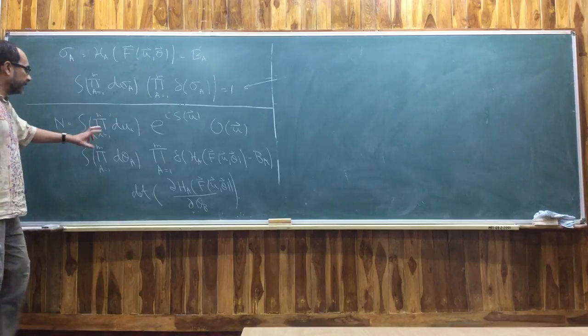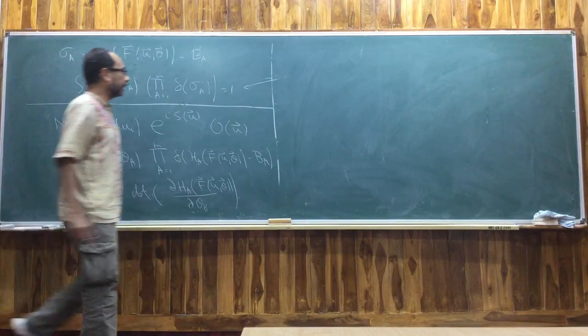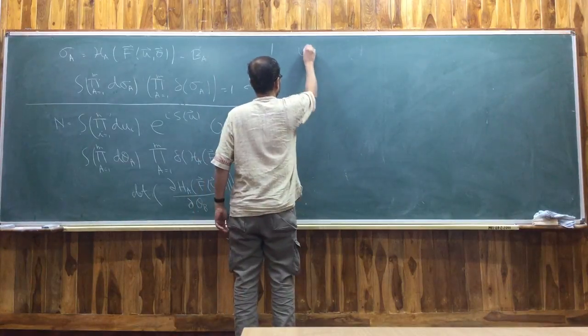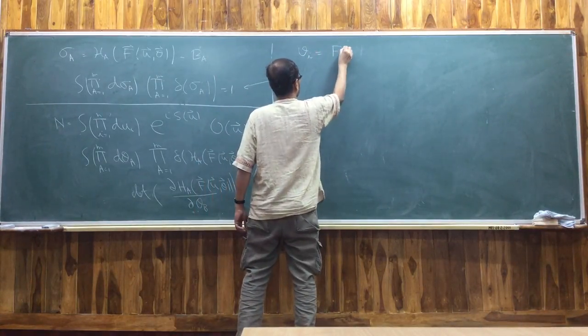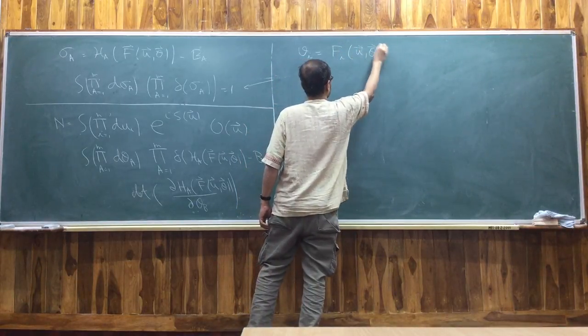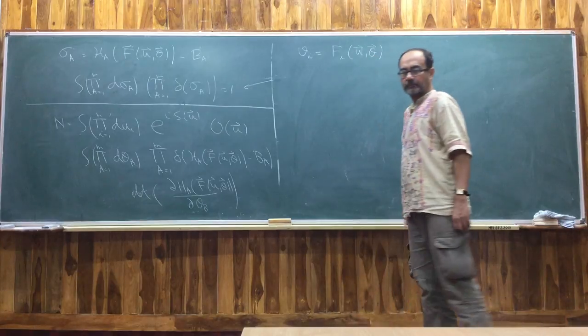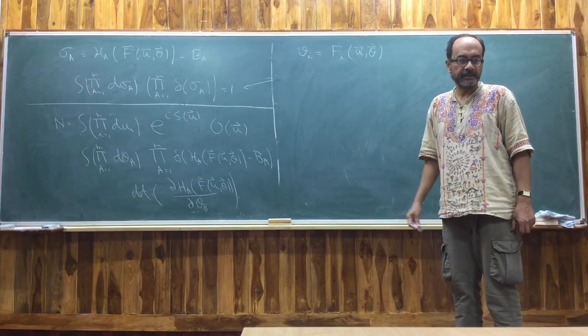So now we are going to change variables, to simplify things a little bit. So I now change variable from u to v. I define v_i equal to f_i of u, theta. I make this change at fixed theta.